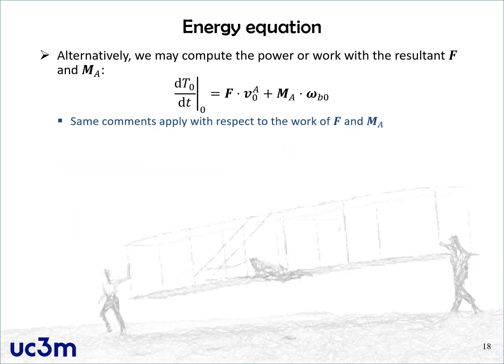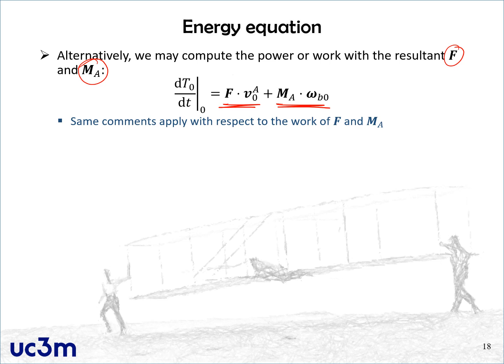The other alternative to write down the right-hand side of the kinetic energy equation is to work directly with the reduced system. So we have the resultant force and the resultant torque about A. When we do that, what we have, as we have seen in a previous slide, is the power associated to the resultant force acting on point A and the power of the torque MA acting on the body. So we see the angular velocity of the body. And of course, the same comments apply to the ones that we have done before.